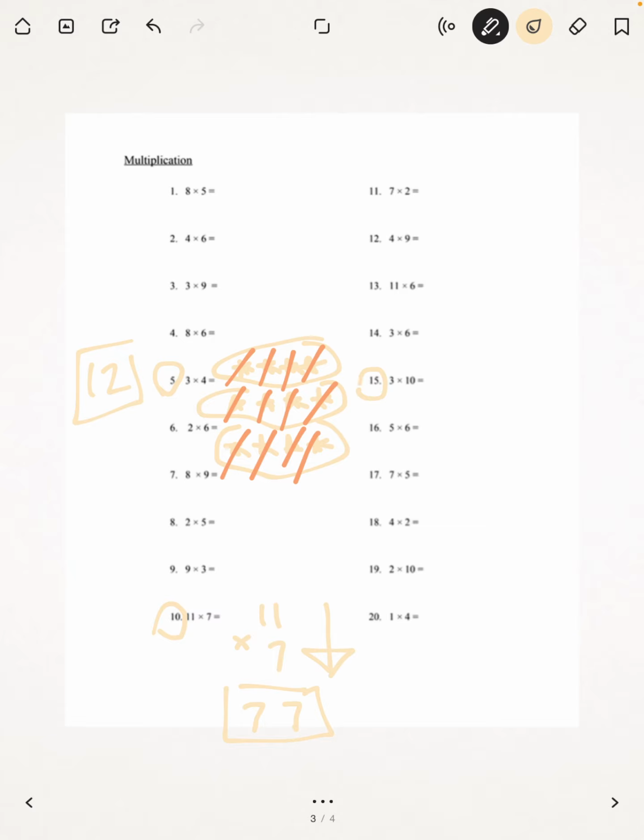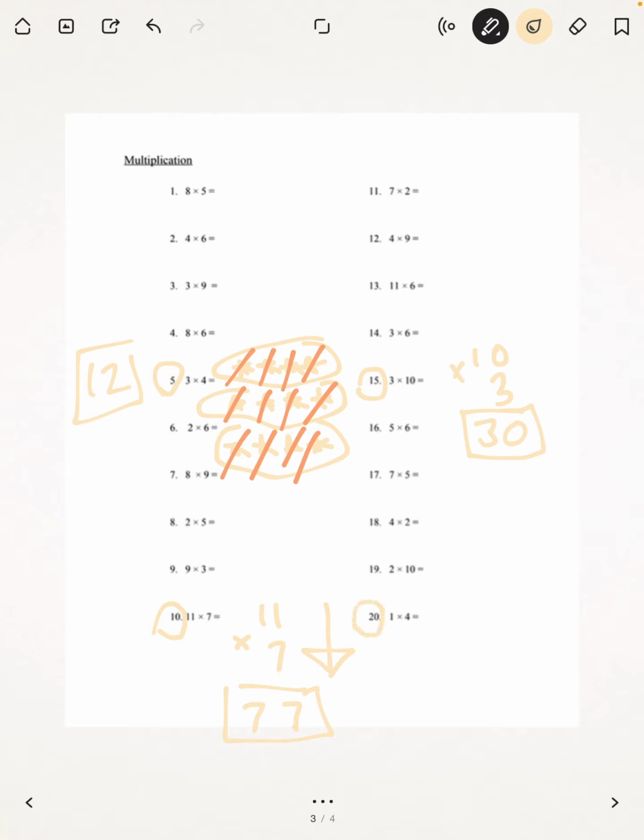The next question we're going to be doing is number 15. 15 is very similar to 10. We're going to be setting it up. And 0 times 3 is 0. 3 times 1 is 3. 30 is our answer.